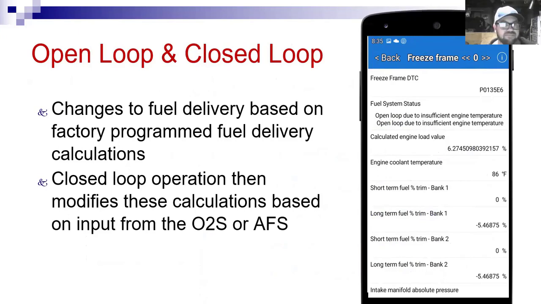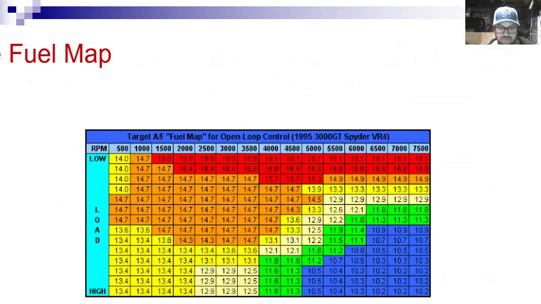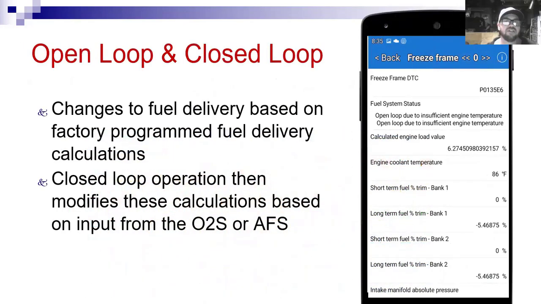Open loop, I'm looking at all the computer's sensors, but I'm not really listening to the O2 sensor yet. So here I have a freeze frame from my scanner, and it says fuel system status, we're in open loop. Why? Due to insufficient temperature. So we're in open loop right now.